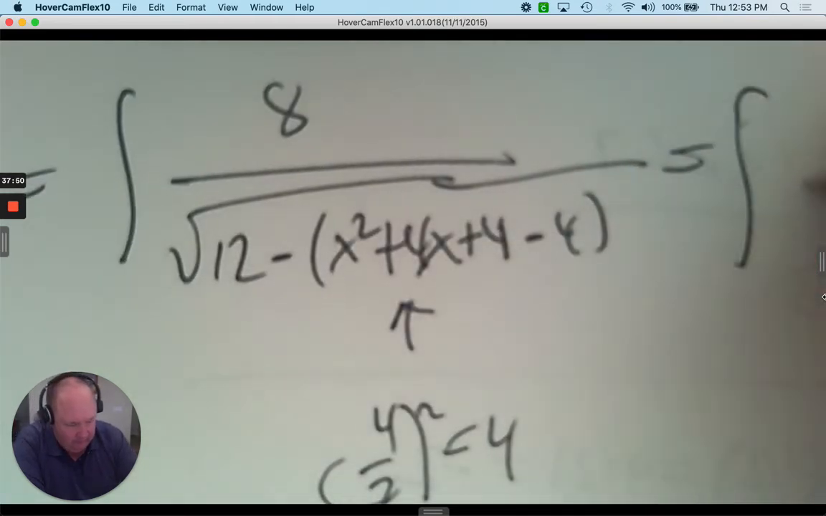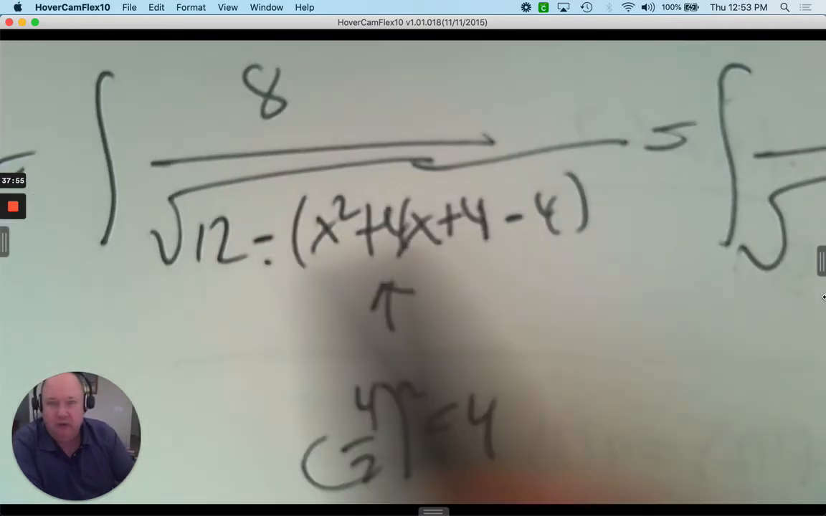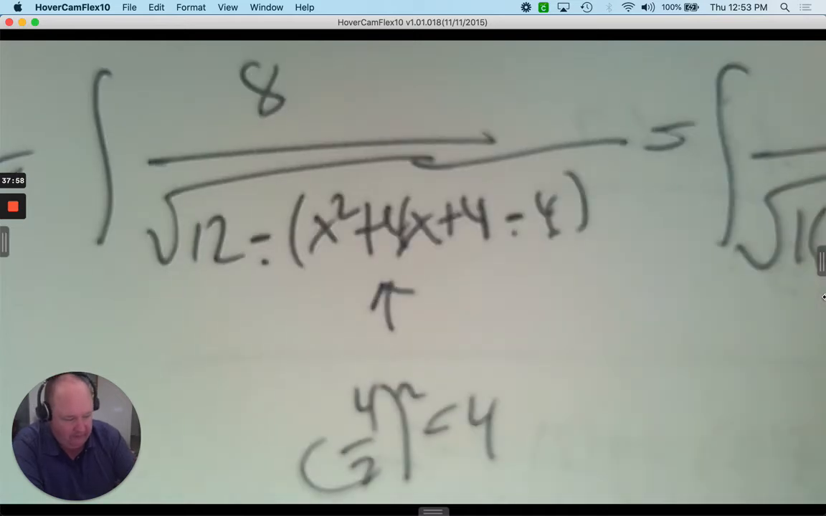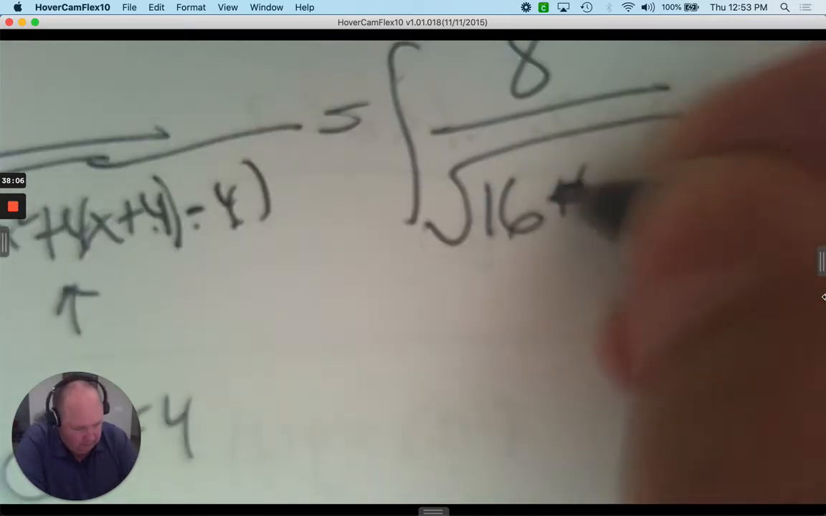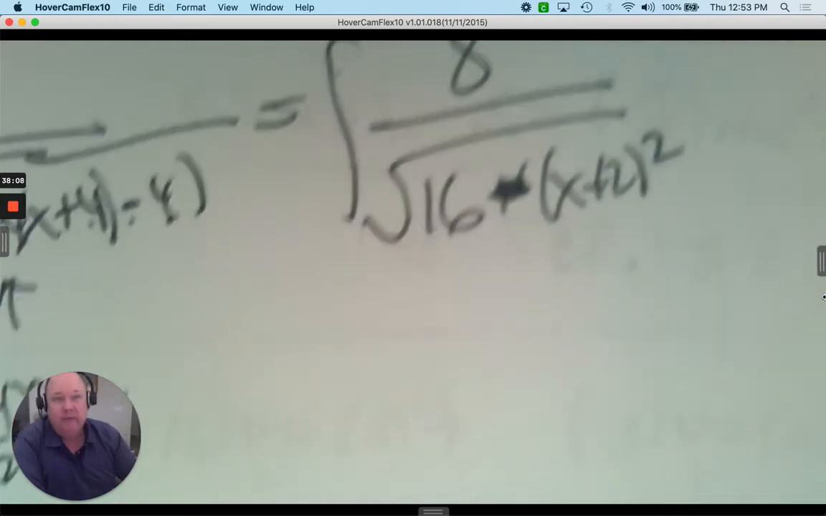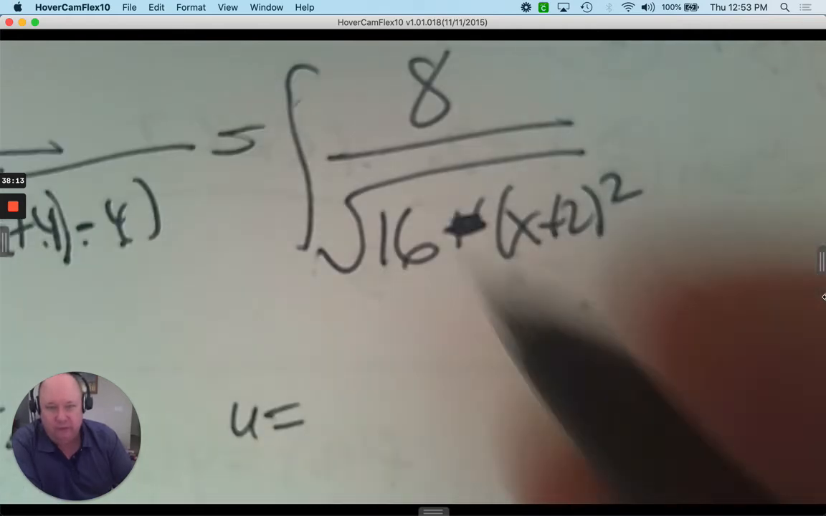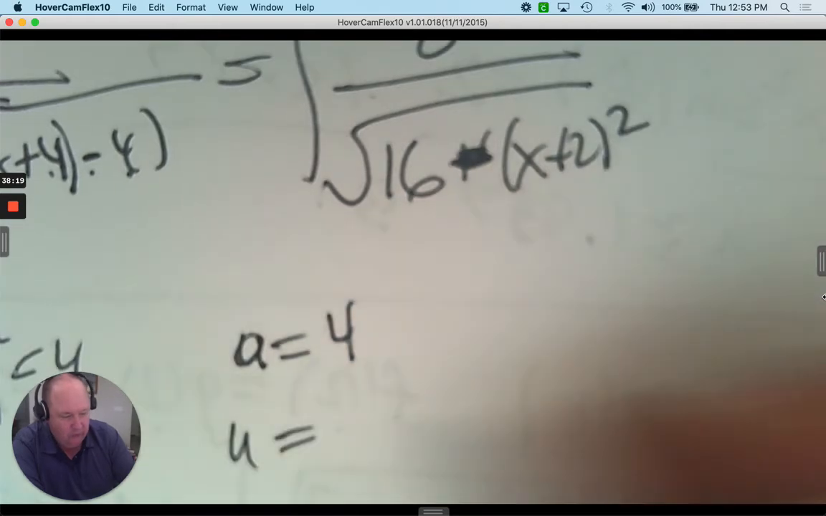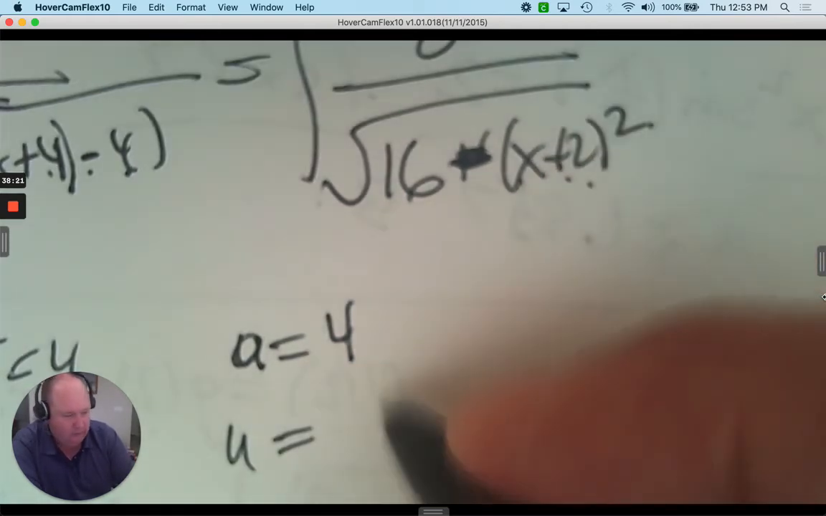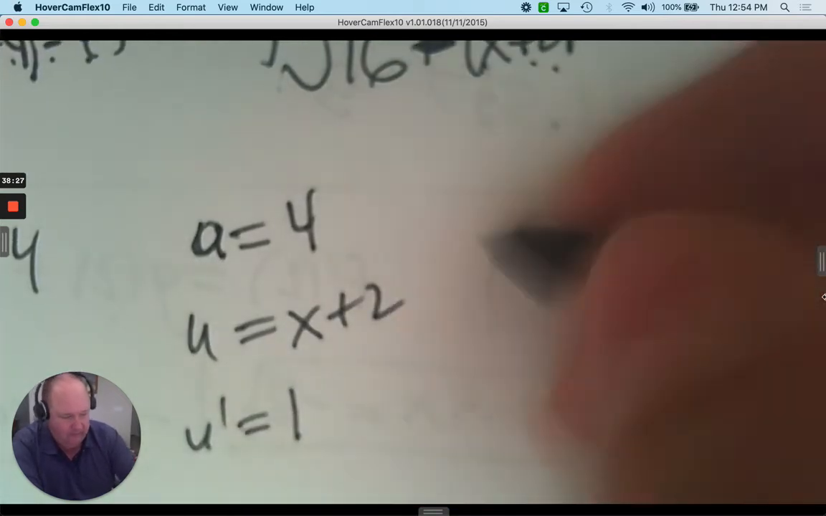So if I summarize all of this, this is what I get. So 12 subtract -4 is 16. And then x squared plus 4x plus 4, if you factor it, is minus x plus 2 squared. So that's factoring it and completing the square. a is the square root of 16, which is 4. u is the square root of x plus 2 squared, which is x plus 2. And the derivative of that is 1.